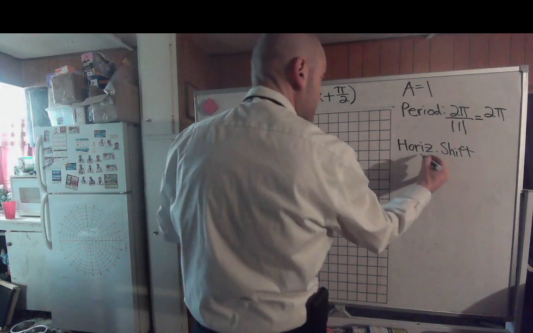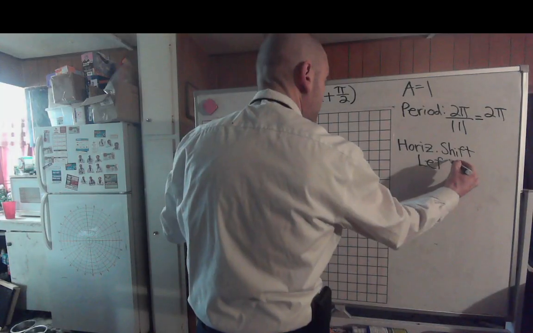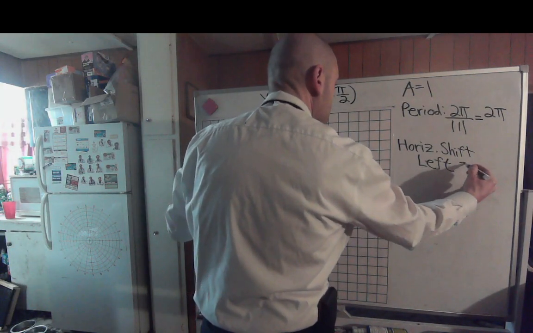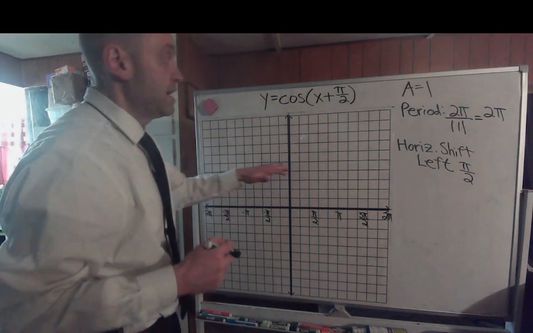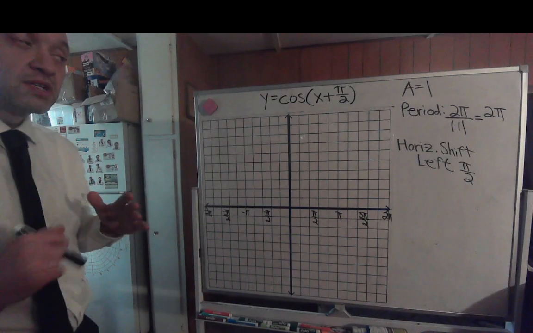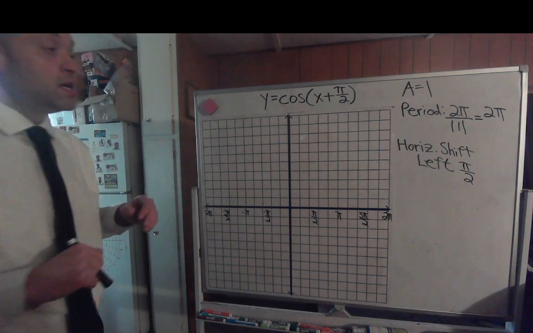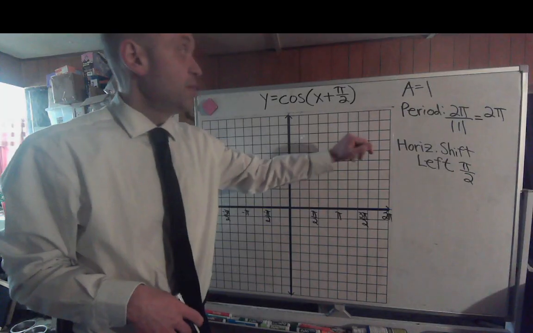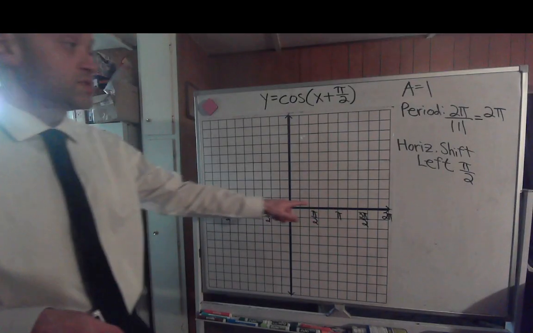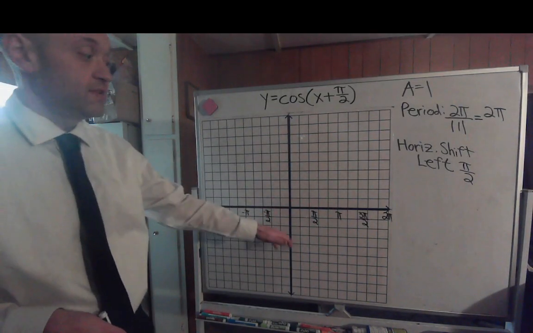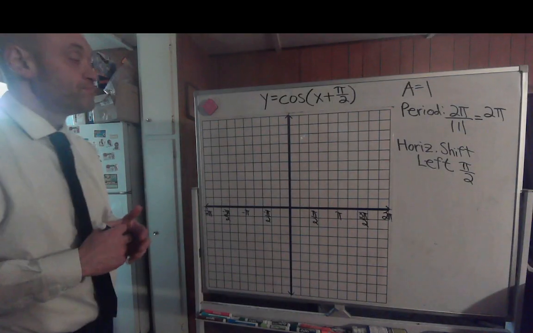This time it's going to be left pi over 2 units. So everything is going to shift to the left pi over 2 units. You're going to see what that looks like in a minute. Do we have any plus or minus outside of the parentheses? We don't, so there's no vertical shift, there's only horizontal shift.